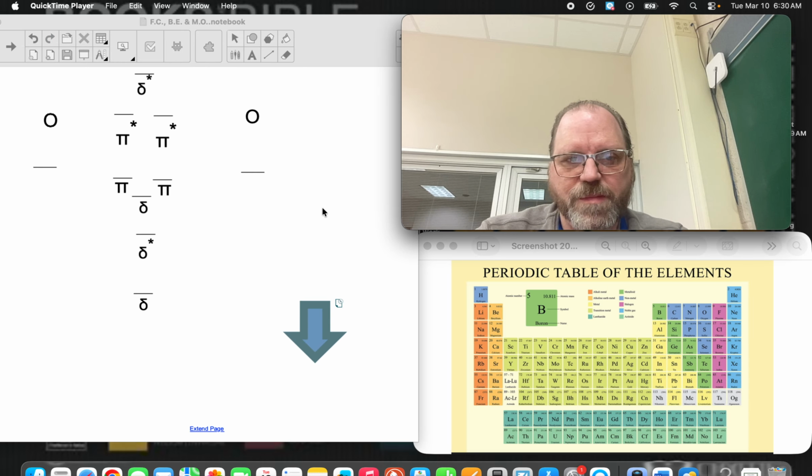Take your time, put the values in, identify the bond order, identify if it agrees with VSEPR, and then identify it as paramagnetic or diamagnetic.